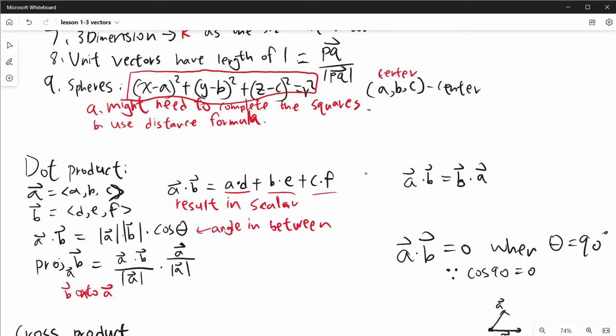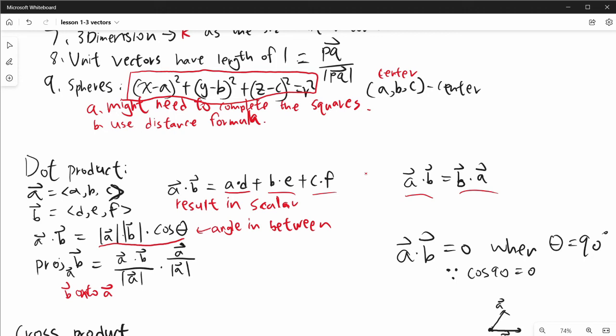In that sense, A times A dot B is the same as B dot A. The order does not matter for the dot product. And the other definition of the dot product is this: the length of A times the length of B times the cosine of the angle in between. So this is definitely one way you can calculate the angle in between, if you're asked that.